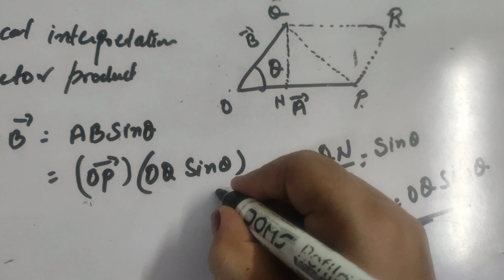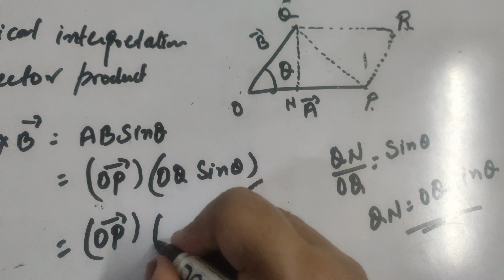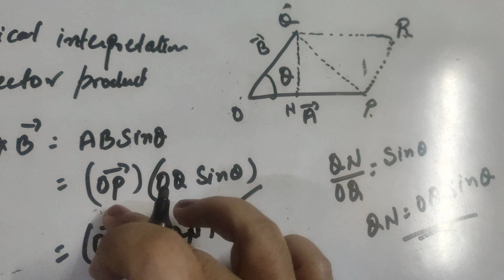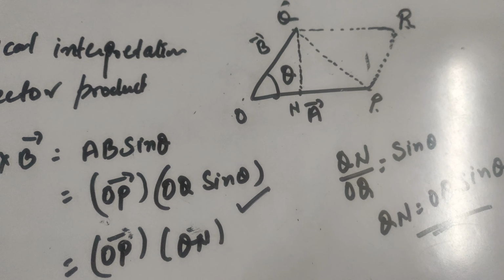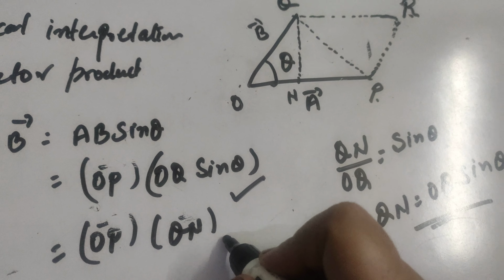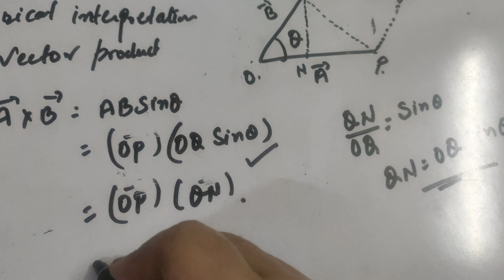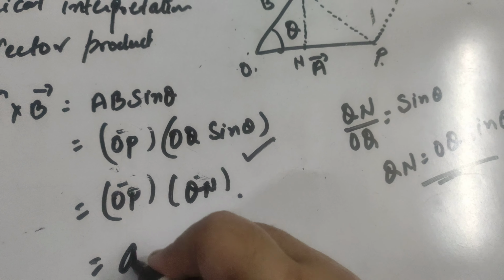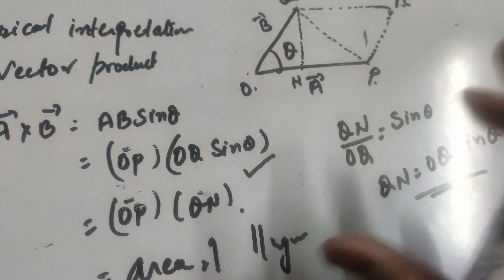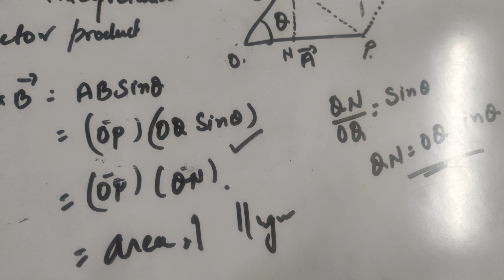Putting this value in this expression, we will get OP into QN. So here it is not a vector, this is a representation. Since we are writing the magnitude, we will not put the vector sign here. So this is OP into QN, which is equal to the area of the parallelogram, right? Which is given by the formula height into base.